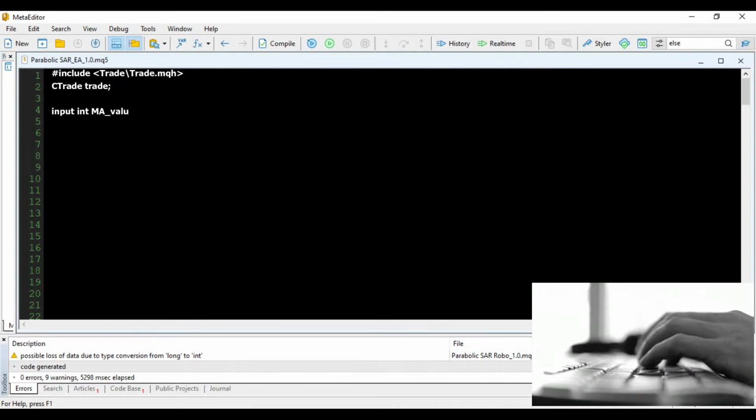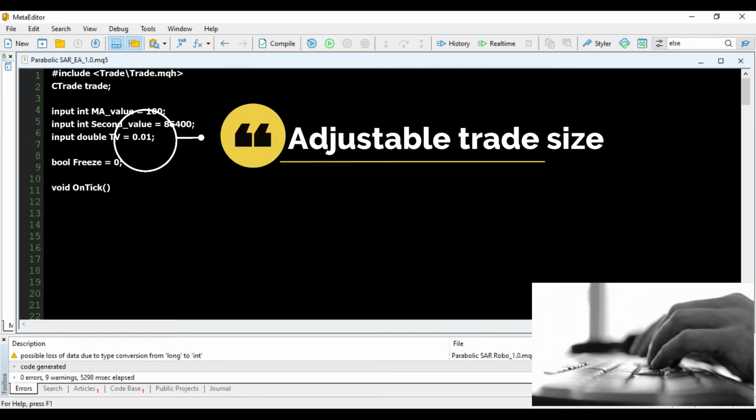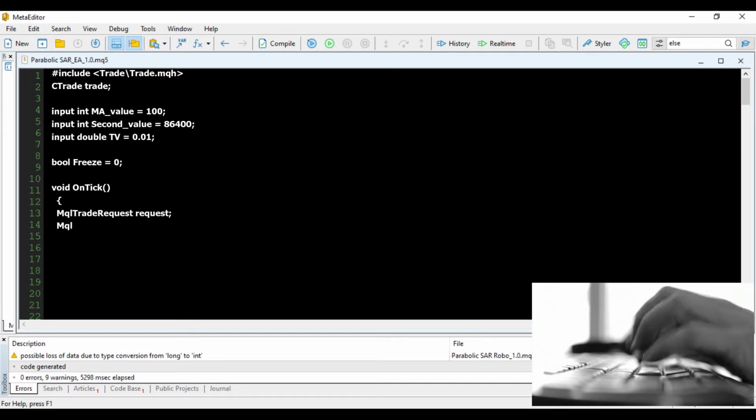Alright, now we need to open our MetaEditor and write the code. For your information, I use MetaTrader 5 and MetaQuotes Language 5 to create this trading robot.